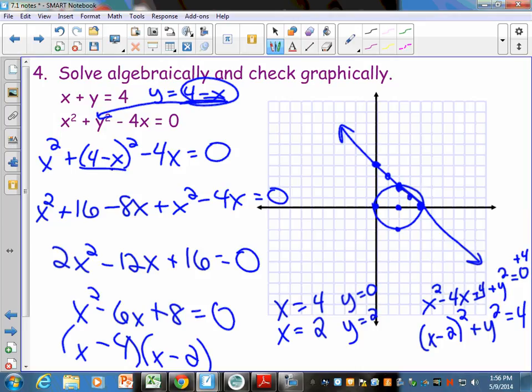What if I had a parabola and a circle? How many ways could a parabola and a circle intersect?